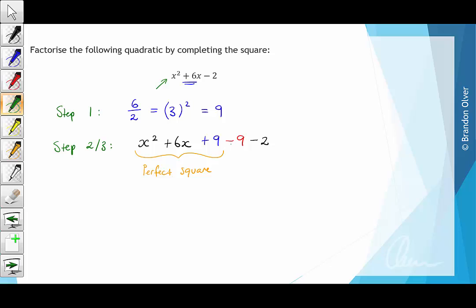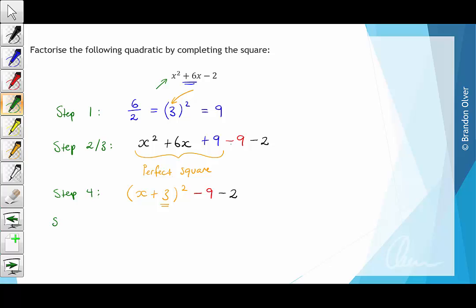So in step 4, we take the first 3 terms and we factorise those as a perfect square. So x squared plus 6x plus 9 is the same as x plus 3 all squared. And the 3 here comes from the half b term that we had up in step 1. So if you wanted to check for yourself, x plus 3 all squared does in fact give x squared plus 6x plus 9. And then of course we've still got minus 9 minus 2 left over from before.